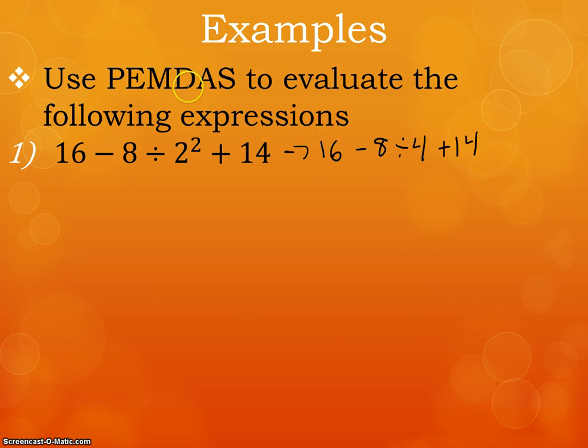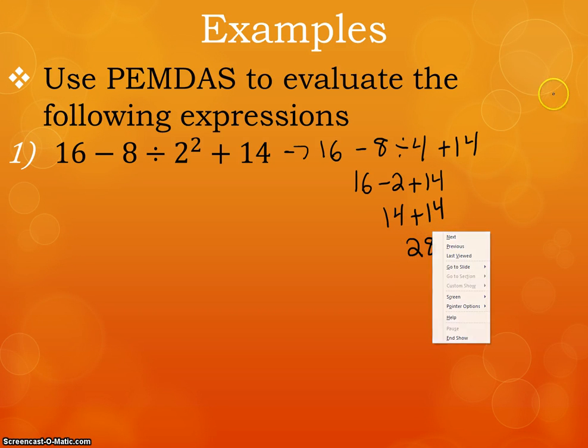Now multiplication, division. They both occur at the same time as you go from left to right. I only have one symbol like that, division. So 8 divided by 4 is 2. So you have 16 minus 2 plus 14. Now we have no more multiplication or division symbols, so we move to the last step, adding and subtracting. I have 16 minus 2 plus 14. Subtraction comes first, so I do it first. 16 minus 2 is 14. Then 14 plus 14 is 28.